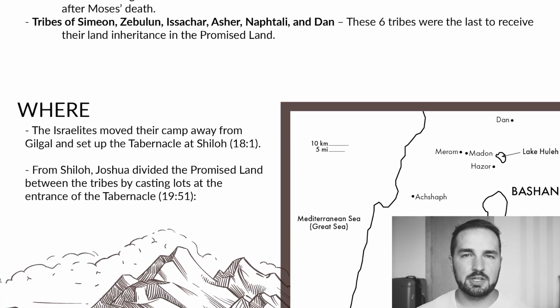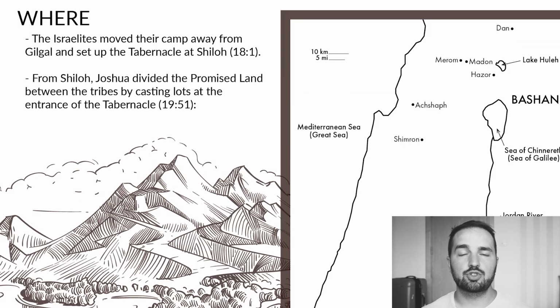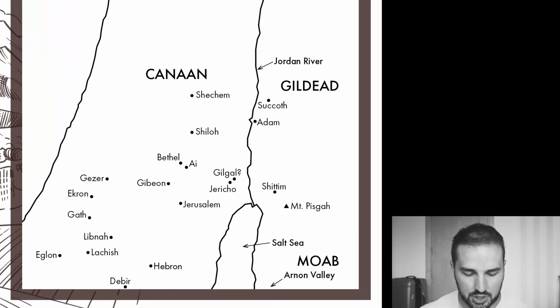In terms of our map, the Israelites moved their camp from Gilgal to Shiloh, and you'll see Shiloh northwest of Gilgal on the map there. From Shiloh, Joshua then divided up the Promised Land between these last 6 remaining tribes. He did that at the entrance of the tabernacle.